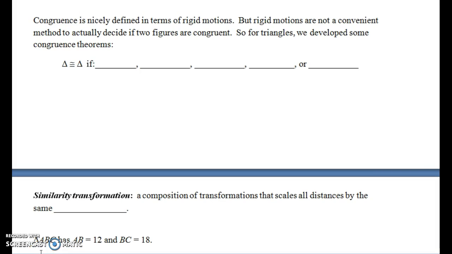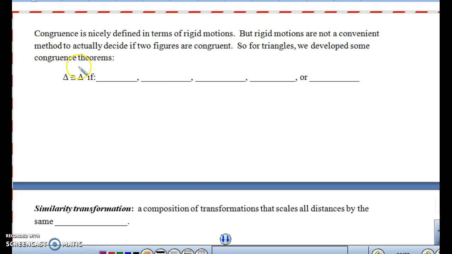Now, congruence is nicely defined in terms of rigid motions, but rigid motions are not a convenient method to actually decide if two figures are really congruent. How do we really know that those points line up to each other? So for triangles, we actually developed some congruence theorems. We just finished a whole unit on this. We have 5 ways of proving triangles congruent.